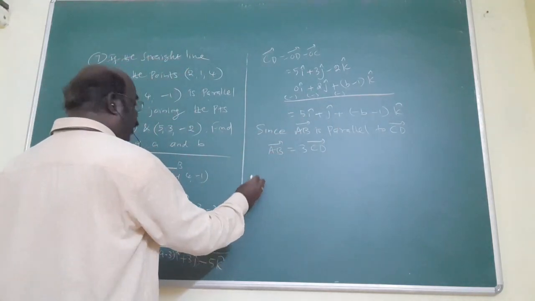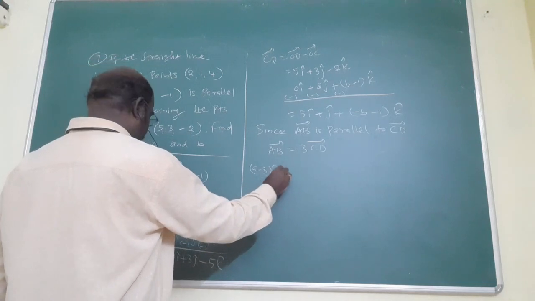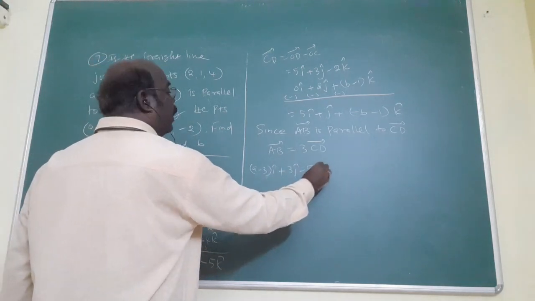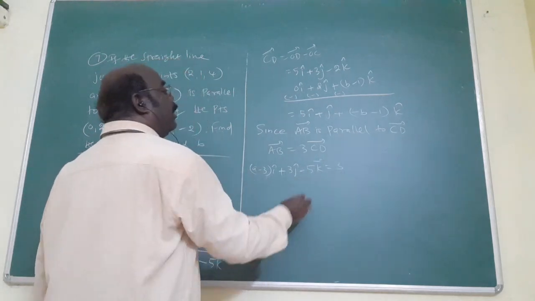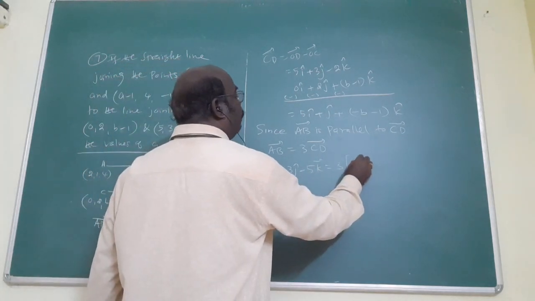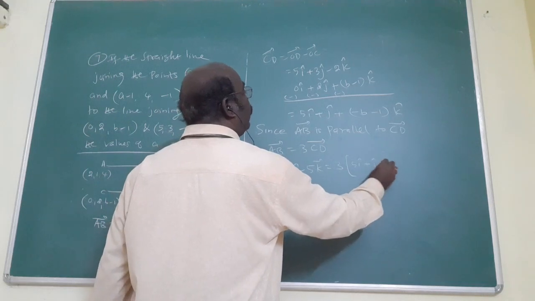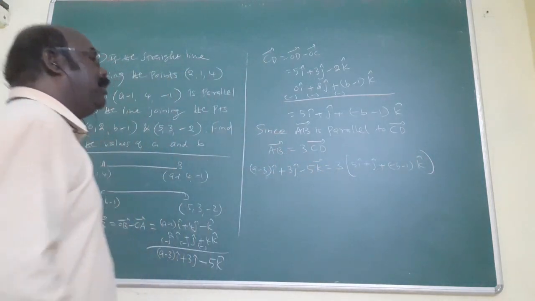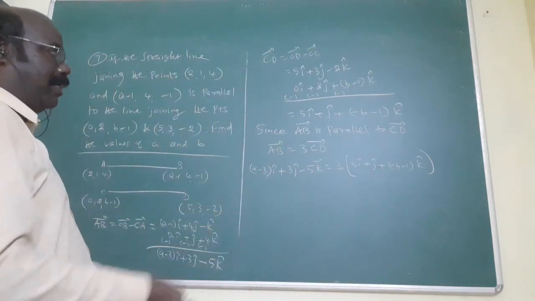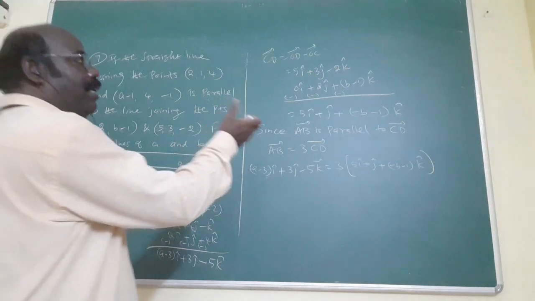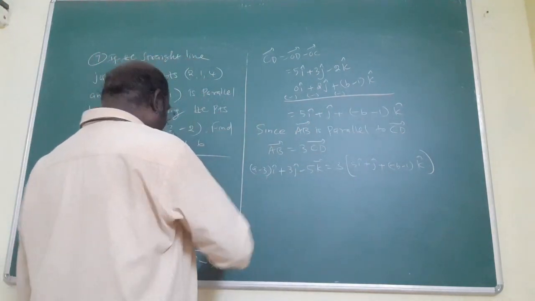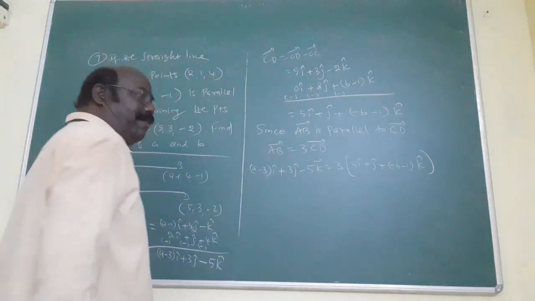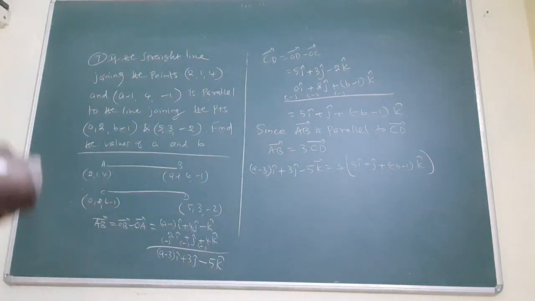So AB vector equals a minus 3 into i cap plus 3 into j cap minus i cap, equal to 3 into 5i cap plus j cap minus 1 minus 1 k cap. Am I right? Because a constant times some other vector is called parallel. Here 3 is missing, that's why I multiply with 3. Suppose here 2j, then multiply with 2. Anyway, one vector is equal to some scalar multiplied by another vector. And the scalar may be a negative number, a positive number, or a fraction. That is not a matter.